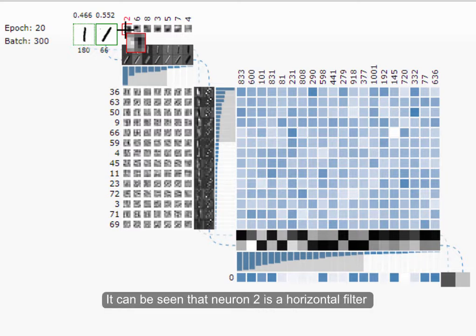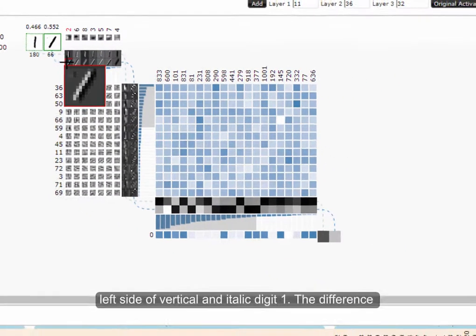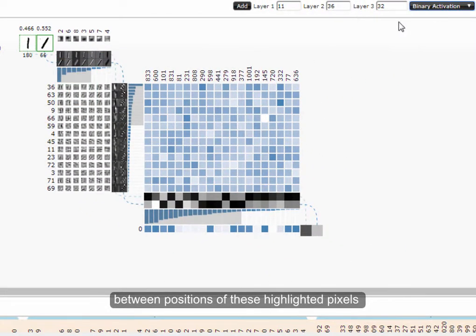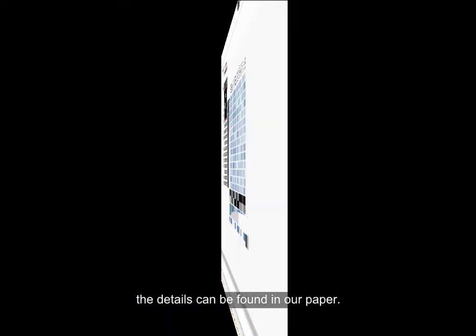It can be seen that neuron 2 is a horizontal filter from left to right, which can extract the pixels on the left side of the vertical in italic digit 1. The difference between positions of these highlighted pixels makes the discriminator differentiate these two digits and get different probability values to them. Neuron 6 can be analyzed in the same way, and the details can be found in our paper.